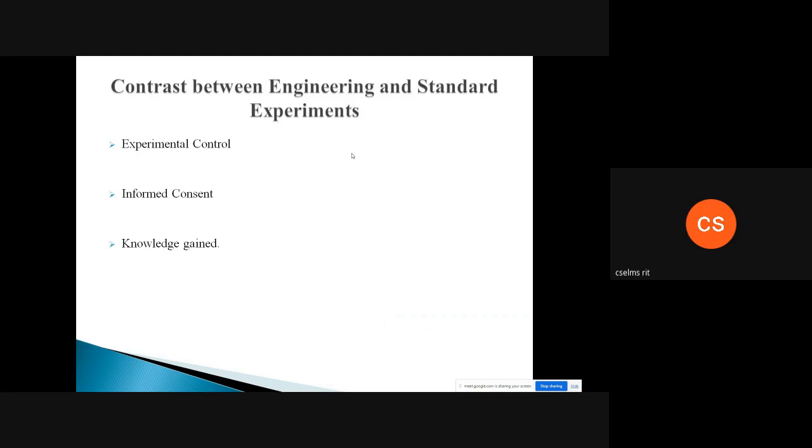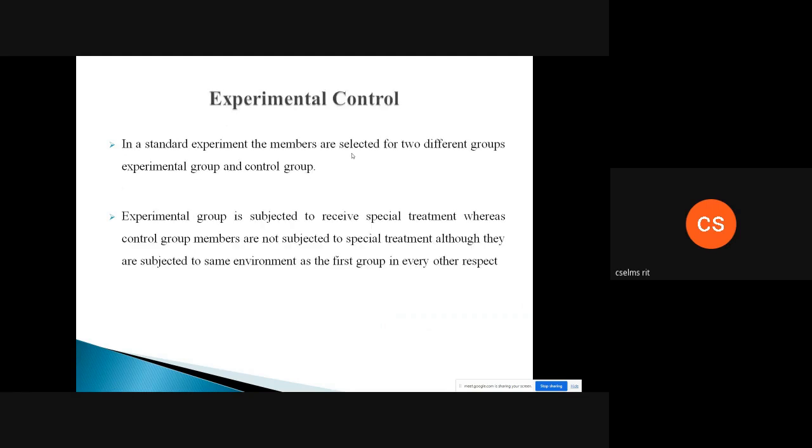And next is the difference between engineering as experimentation and standard experiments. What are the differences? Experimental control, informed consent, knowledge gain. What is experimental control? In a standard experiment, we are able to control the experiment. Let me give you an example to understand the concept. In a market, a new medicine was released in order to suppress blood pressure. People are already taking the old medicine, but in order to get a better result, they are introducing some other new medicine in the market.